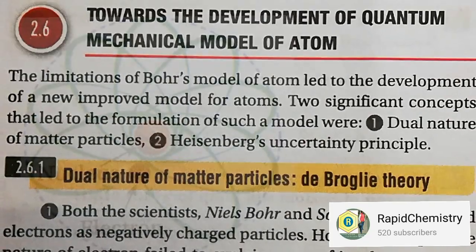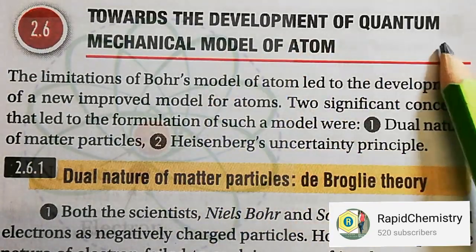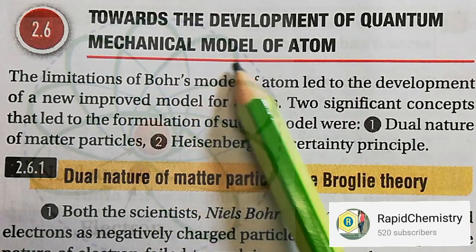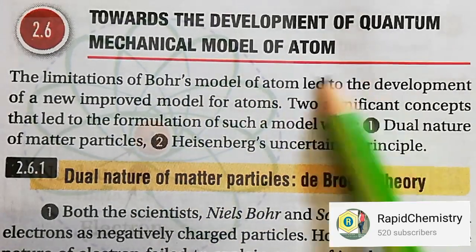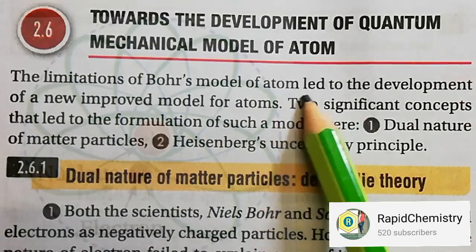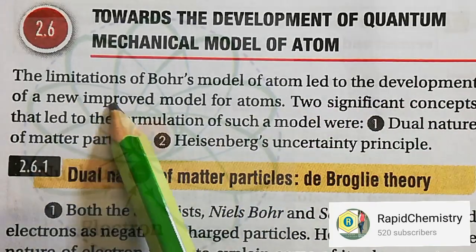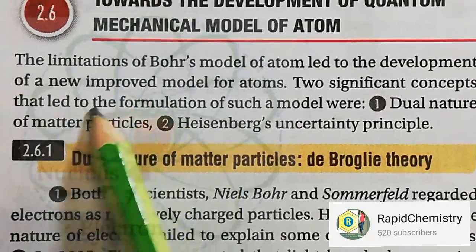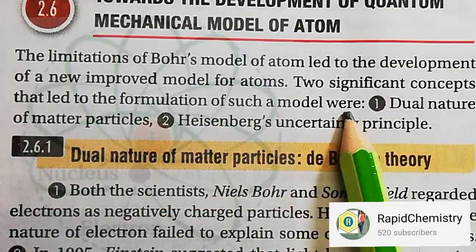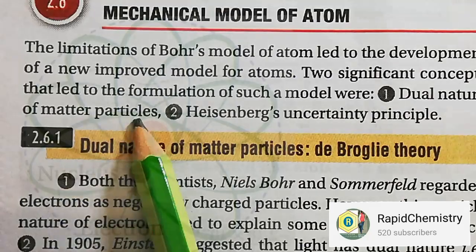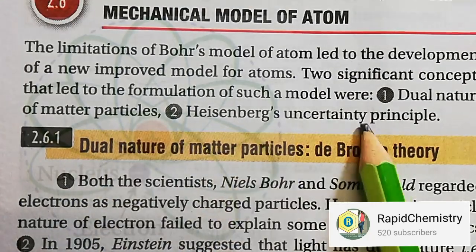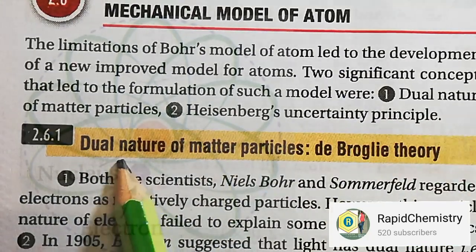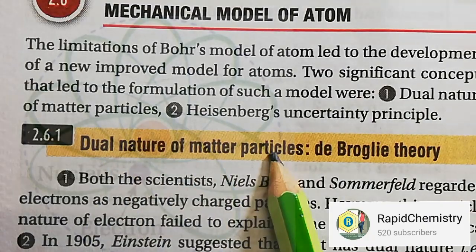Now we will start a new unit towards the development of the quantum mechanical model of an atom. The limitations of Bohr's model of atom led to the development of a new improved model for atoms. Two significant concepts that led to the formulation of such a model were the dual nature of matter particles and Heisenberg's uncertainty principle. So what do we mean by dual nature of matter particles?